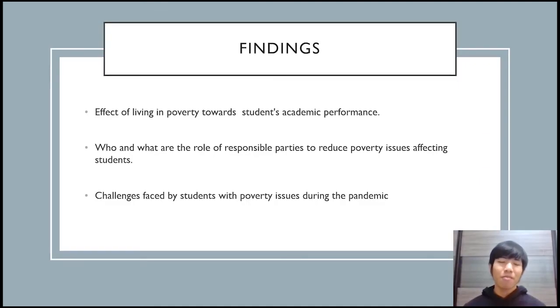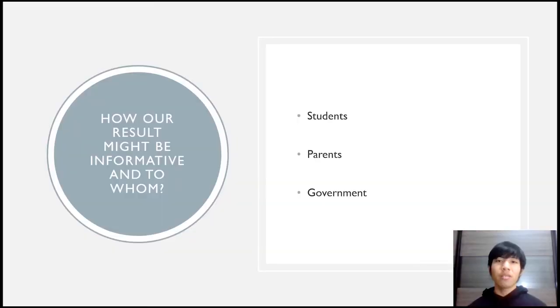From our project, we succeeded in finding out these things. The first one is the effect of living in poverty towards students' academic performance. Who and what are the roles of responsible parties to reduce poverty issues affecting students, and the challenges faced by students with poverty issues during the pandemic. From all the findings, our project can benefit the readers and give an impact towards solving the issue.